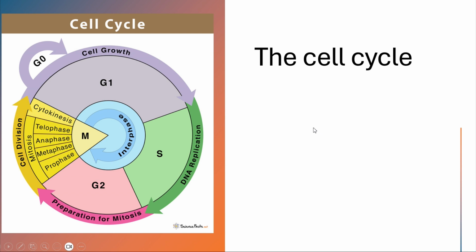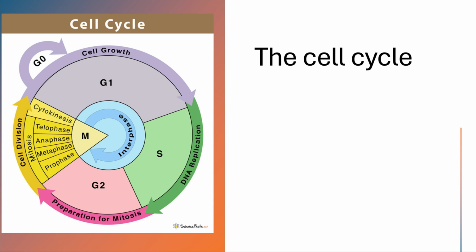Okay, cool. The cell cycle. So this is easy. Don't trip over this. A lot of people find this difficult for some reason, I don't know why. There are three stages to the cell cycle: interphase, mitosis, and cytokinesis. Cell division is mitosis and cytokinesis.